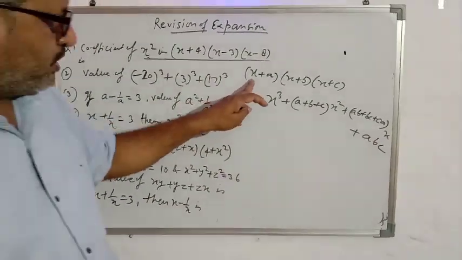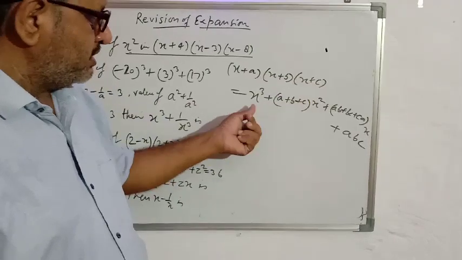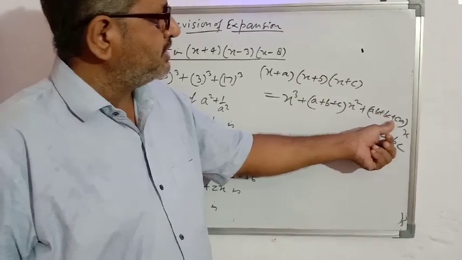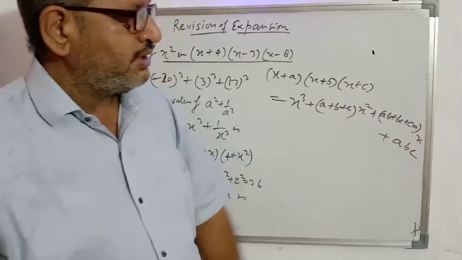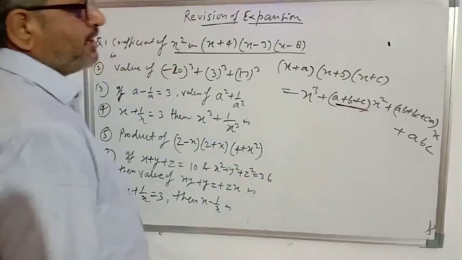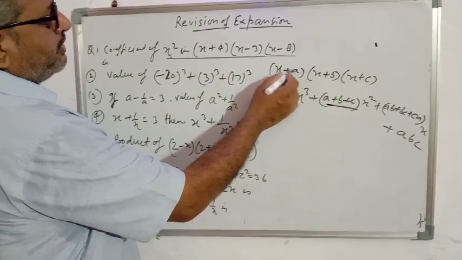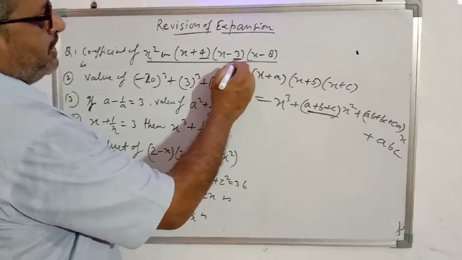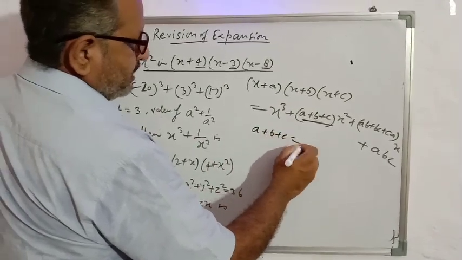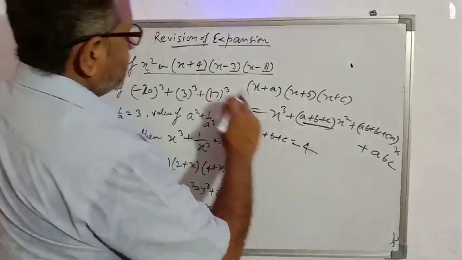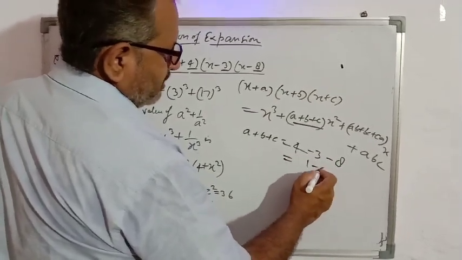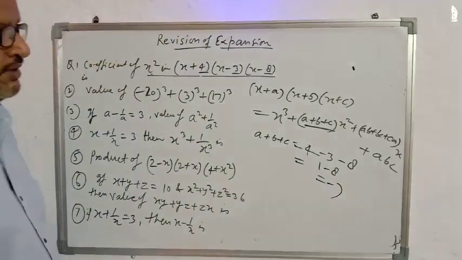So expansion of this product (x plus a)(x plus b)(x plus c) is x cube plus (a plus b plus c) into x square, plus (ab plus bc plus ca) into x, plus a into b into c. So what is the coefficient of x square? A plus b plus c. So compare here. What is in place of a? 4. B is minus 3. C is minus 8. A is 4, b minus 3, c minus 8. Simplified: 4 minus 3, 1. 1 minus 8, minus 7.